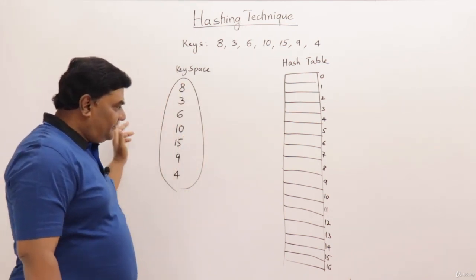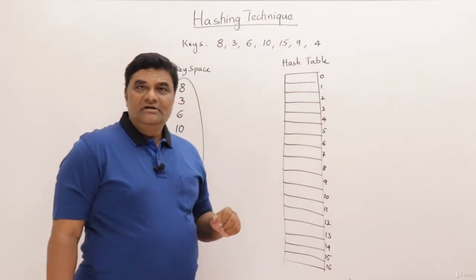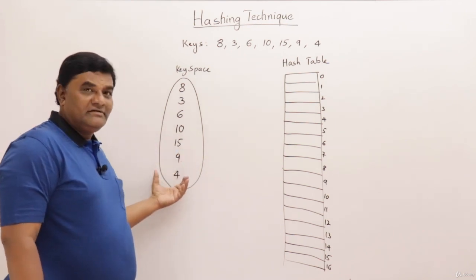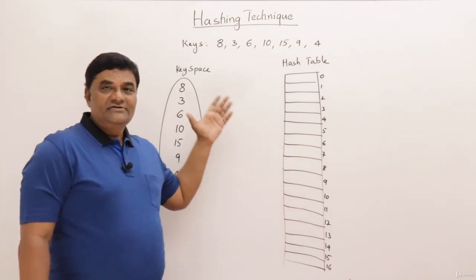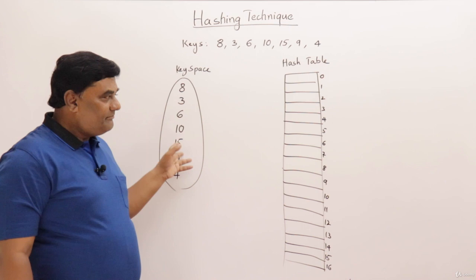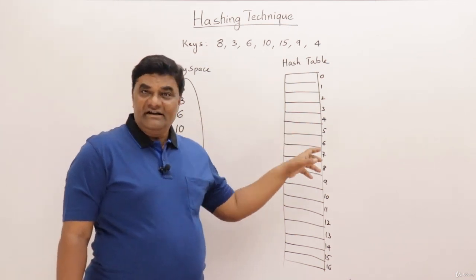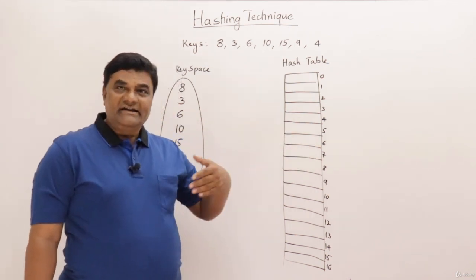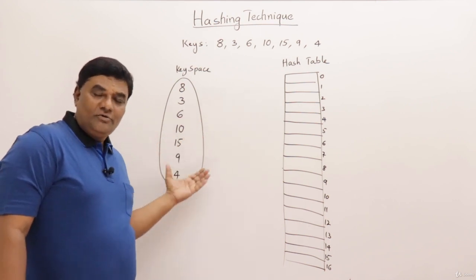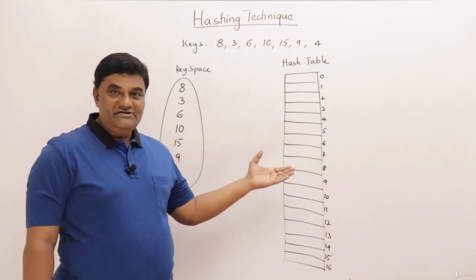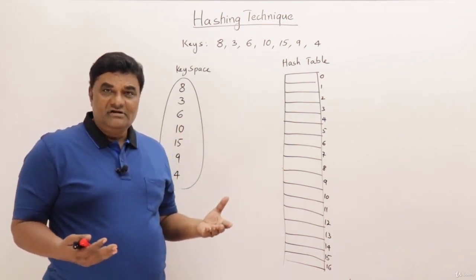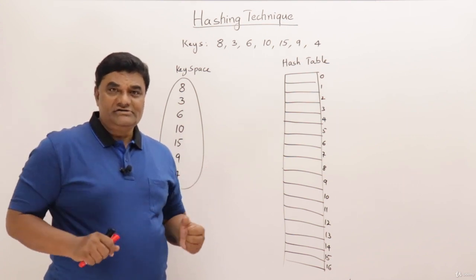Keys should be mapped on a hash table. So it is just like domain and range. The elements from the domain are mapped on the elements in the range. So this is like a relationship. Mapping a domain upon a range is a relation or a function.